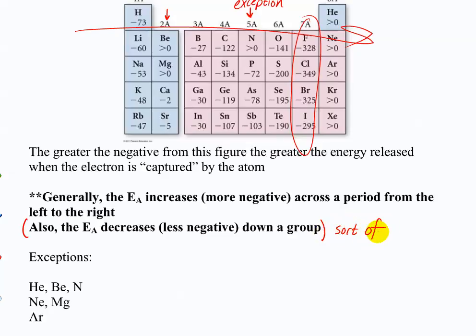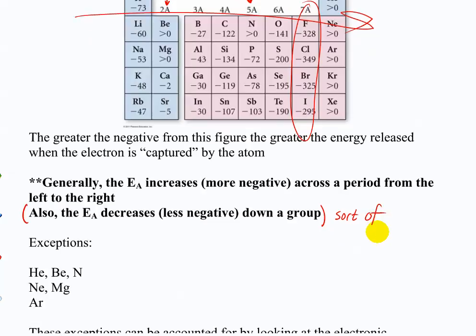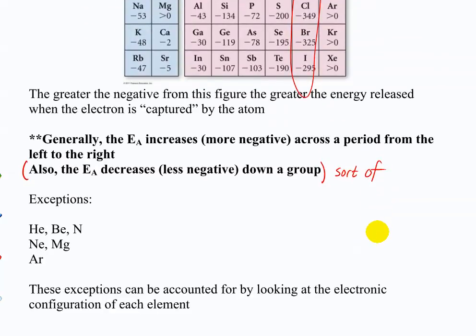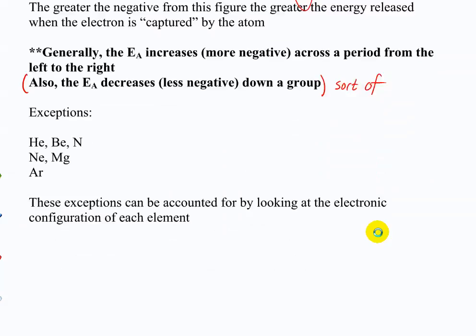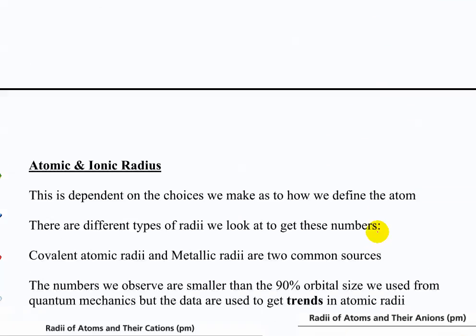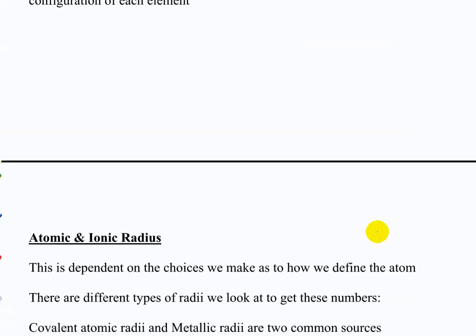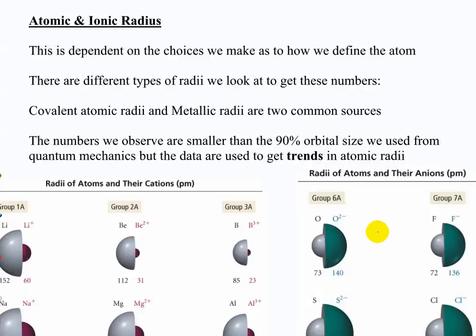The other trend, yeah, we can talk about it, we can explain it. This decreasing down a group, that's only true for some groups, unfortunately. Okay, let's stop there and we'll take a break, and then we'll come back and talk about size, atomic and ionic radius, and I'll go get your exam.